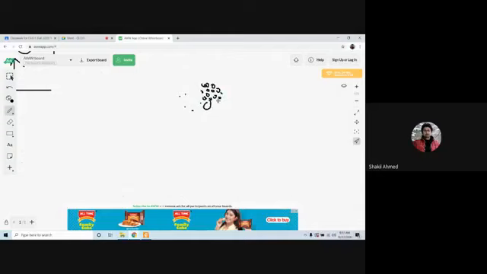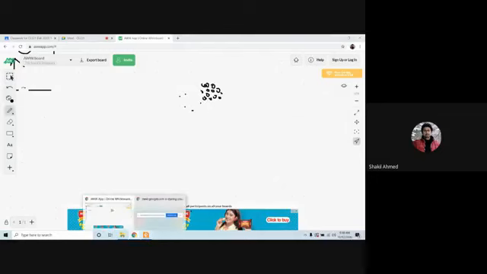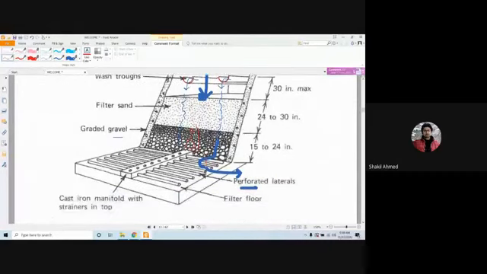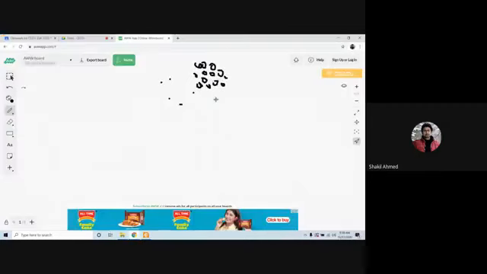Now, if you don't have any larger particle here, then what would happen? These smaller particles will come out with the water and enter into the perforated lateral pipes, and in the water, you will get sand. Do you want that? No, sir. So that's why you are capturing the smaller particles with larger particles.